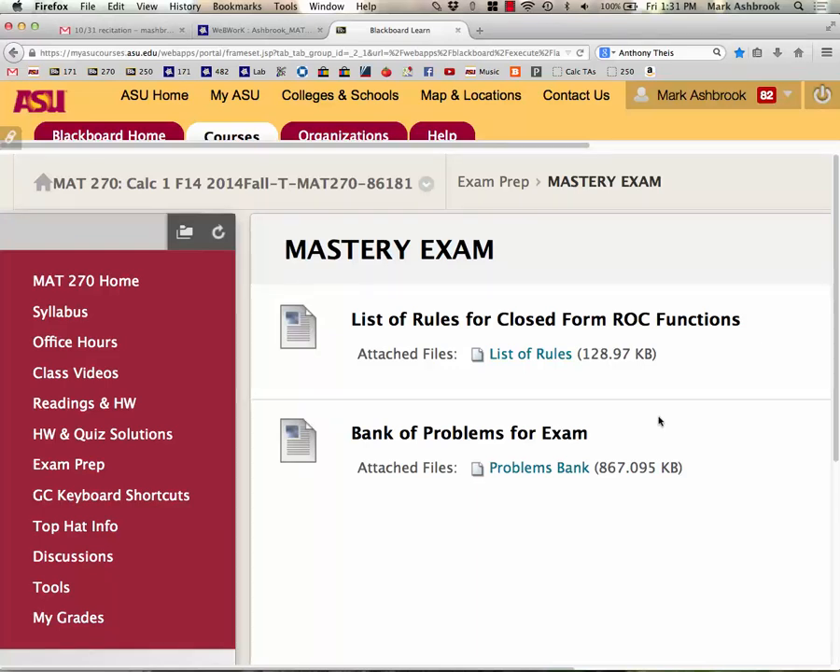Okay? The other is the bank of problems for the exam, actually for the second half of the exam. The first half of the exam will be real short ones like the list of rules up there. The second half will consist of 10 problems that will come from this problems bank. They will be problems from this list. So let me just show you that quick.